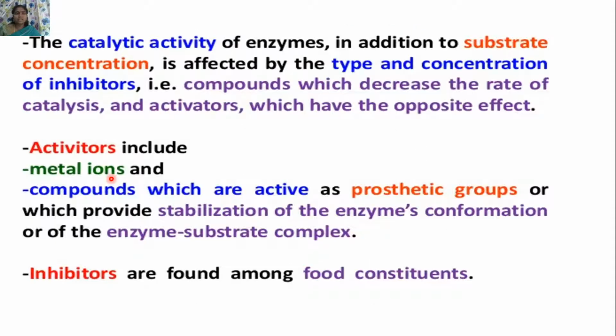Next, activators. The catalytic activity of the enzyme, in addition to the substrate concentration, is affected by the type and concentration of inhibitors, that is, the compounds which decrease the rate of catalysis, and activators, which have the opposite effect. Activators include metal ions which speed up the reaction, and compounds which are active as prosthetic groups, as I told you, and which provide stabilization of the enzyme conformation of the enzyme-substrate complex. Inhibitors are found among the food constituents.